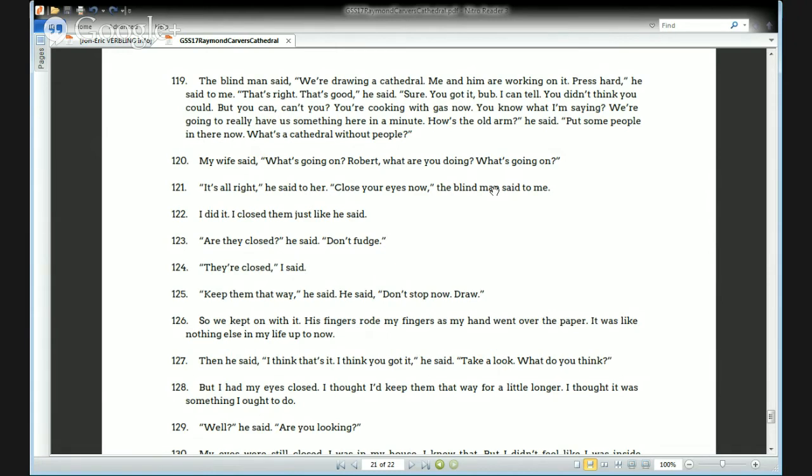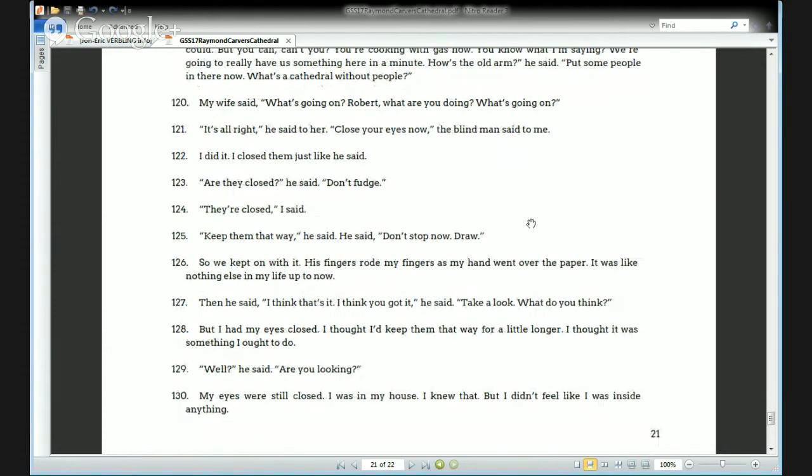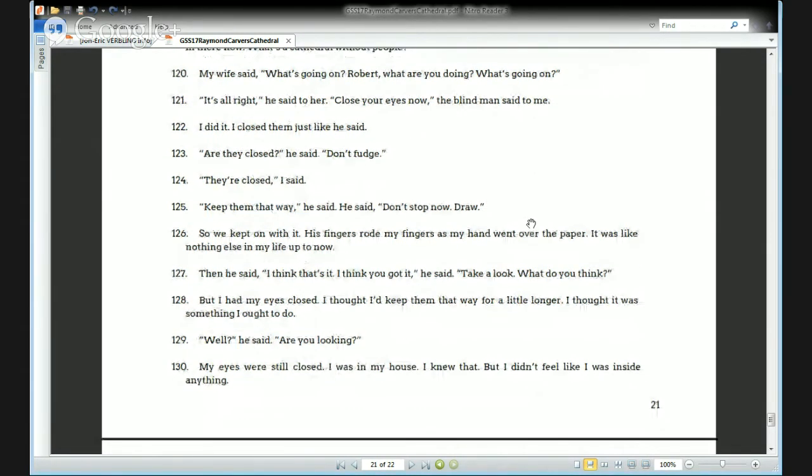My wife said, "What's going on, Robert? What are you doing? What's going on?" "It's all right," he said to her. "Close your eyes now," the blind man said to me. I did it. I closed them just like he said. "Are they closed?" he said. "Don't fudge." That means don't cheat. "They're closed," I said. "Keep them that way," he said. "Don't stop now, draw." So we kept on with it.